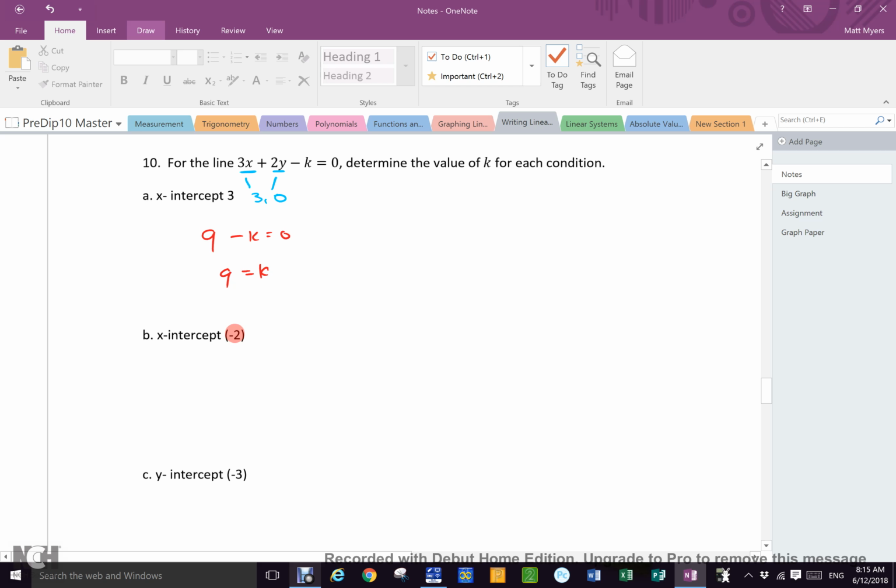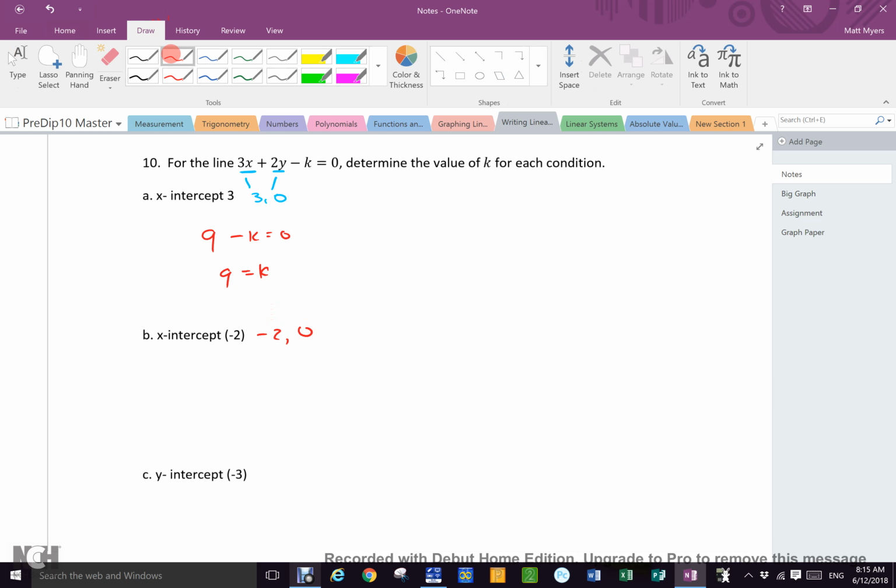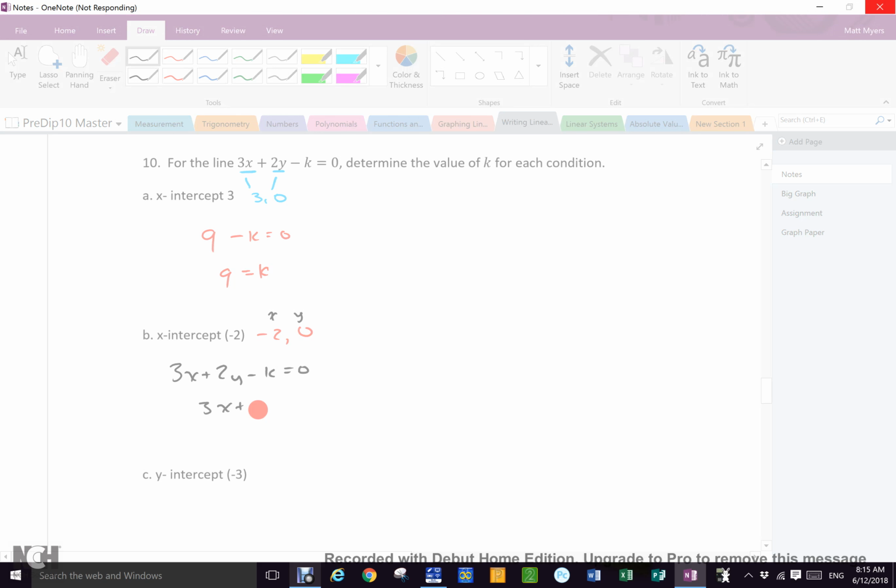X-intercept is -2. So what's the coordinates of that x-intercept? -2, 0. And that is, of course, an x and a y. And in that equation, of course, we have an x and a y. 3x plus 2y equals k. My x is -2. So -6 equals k.